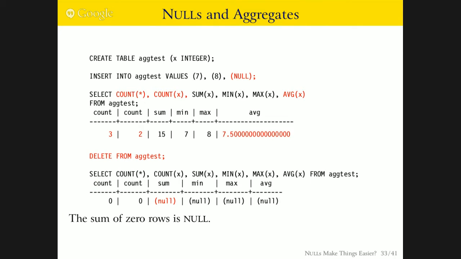We're throwing them into an aggregate. What do we get out? Count star. We have 3 rows. Yay, 3 rows. I get it. We put 3 rows in. Count of X is 2.